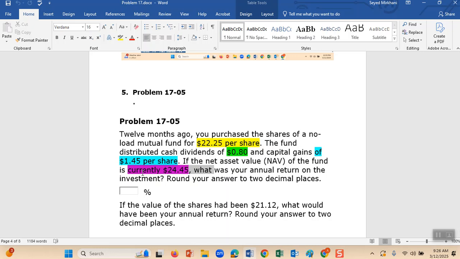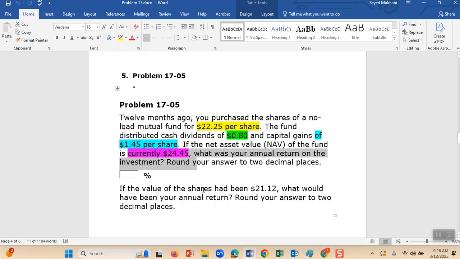Therefore, it wants to find out what your annual rate of return was in 1 year. And then the second question: if the value of the shares had been 21, do you see this year the manager did an excellent job, because the share went from $22 to 24, and also it gave you 80 cents here and $1.45 here.